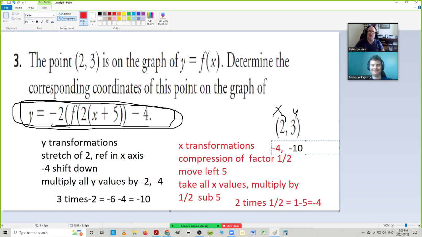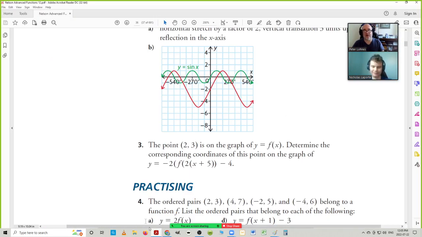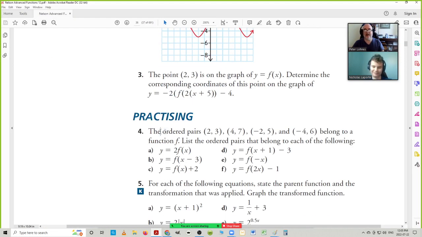Now, I know you say, why are we doing the y first? Because the y's are easy. And when you get the y's down, it helps you get the x. So that's what they want you to do over and over again here. They give you a whole bunch of ordered pairs. They want me to do the same thing, but with more pairs.